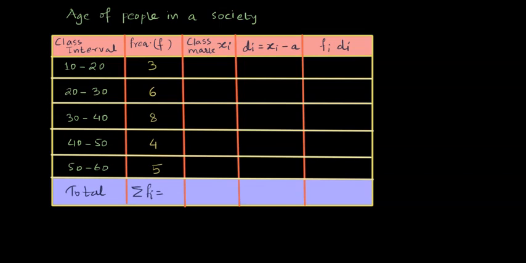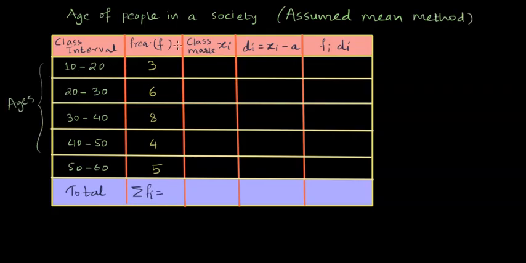In this video, we are going to learn about finding mean by assumed mean method. And we have some data of age of people in society. The class interval shows the ages here, and the frequency shows the number of people in that age range. So the frequency for 10 to 20 years is 3, 20 to 30 years is 6. That means there are 3 people aged between 10 to 20, 6 people aged between 20 to 30, and so on. Now, our objective here is to find the mean age in the society given to us.